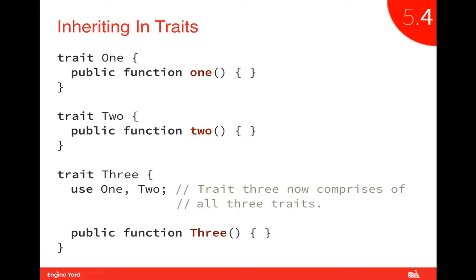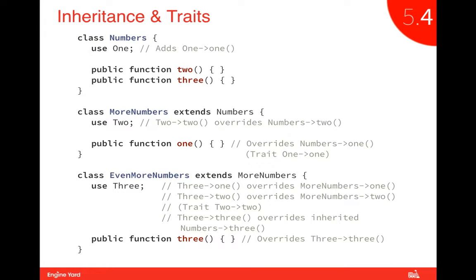You can sort of do inheritance in traits. So we have two traits here, one and two. To inherit inside of a trait, we just use other traits inside of it, so you just compose traits of other traits instead of doing an extend. When you are inheriting within the object model, the class model, traits also kind of fall into that.